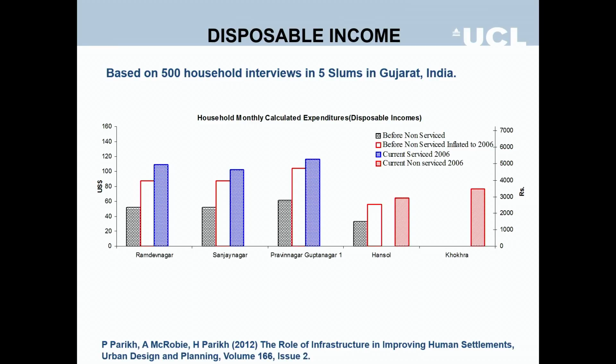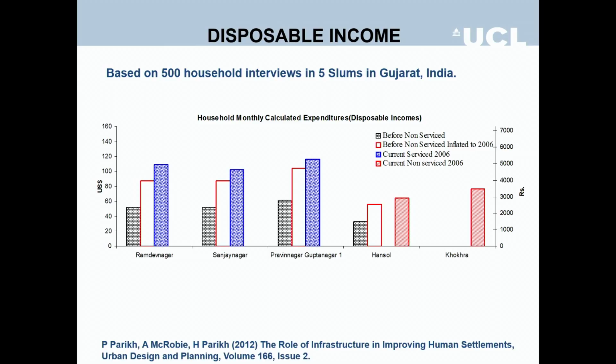So I tried to investigate and understand this a little bit better. I thought it's possibly directly linked to income. So I tried to look at incomes, but no one was willing to share their incomes with me. So I looked at expenditure. How much does the household spend every month? Which I call disposable income. And I realized that even if you take into account inflation, in the first 3 settlements where services were provided, you could see a substantial increase in disposable income or expenditure of the house.